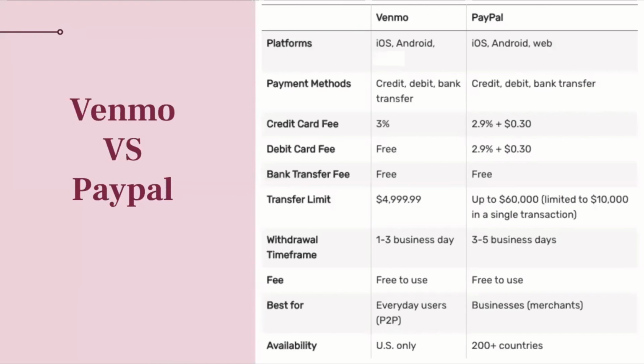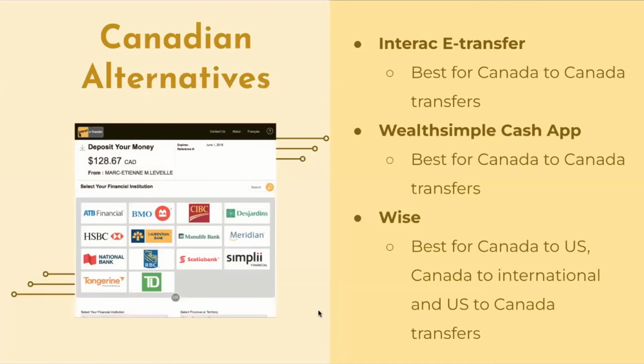Both apps are free to use. And then, as I mentioned earlier, Venmo is best for everyday users. I use it all the time when I go out with friends, like, hey, can you buy me this? And then I'll just Venmo you $5, something like that. Whereas PayPal is used for businesses. And again, as I mentioned, Venmo is only available in the US, whereas PayPal is available in over 200 countries.